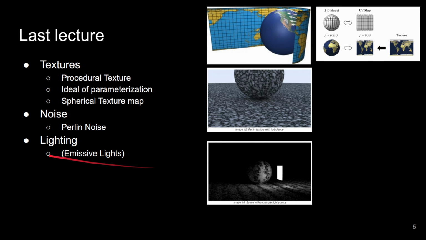And then the last topic we talked about was emissive light. So this idea that you could create a shape and then just cast rays from it and then add light to your scene in that way. Okay, so you can sort of have another direct lighting source here that lights up the object.